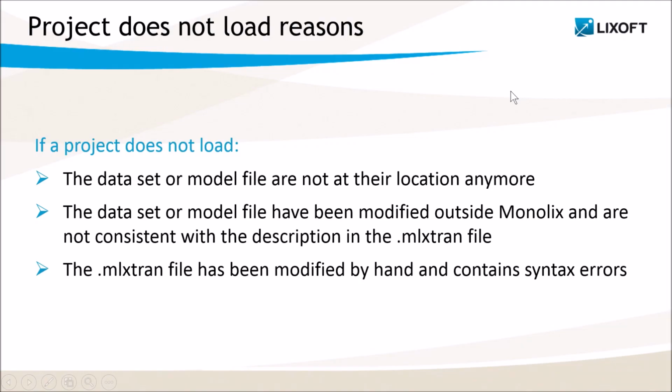If Monolix refuses to load an existing project, you're going to have an error message saying what is going wrong. The most common reasons are the following. For example, the dataset or the model file are not at their location anymore, or the dataset or model file have been modified outside Monolix and are not consistent with the descriptions saved in the .mlxtran file, or the .mlxtran file has been modified by hand and contains syntax errors.